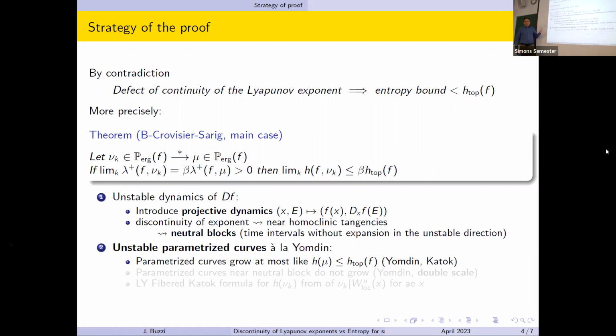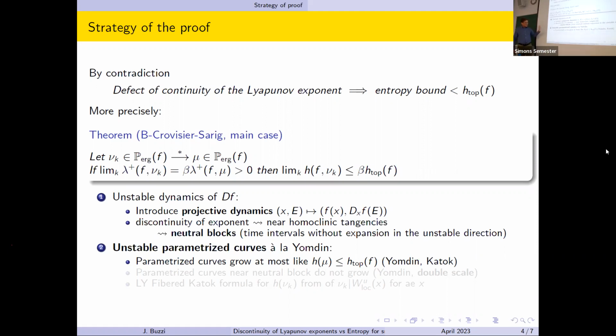Now we want to use it to get our entropy bound. The entropy is not only about what happens for the differential. What we look at are parametrized curves, in the spirit of Yomdin theory. And there is a kind of routine bound, which is that the growth we are interested in is bounded by the topological entropy. This is more or less exactly Yomdin theory.